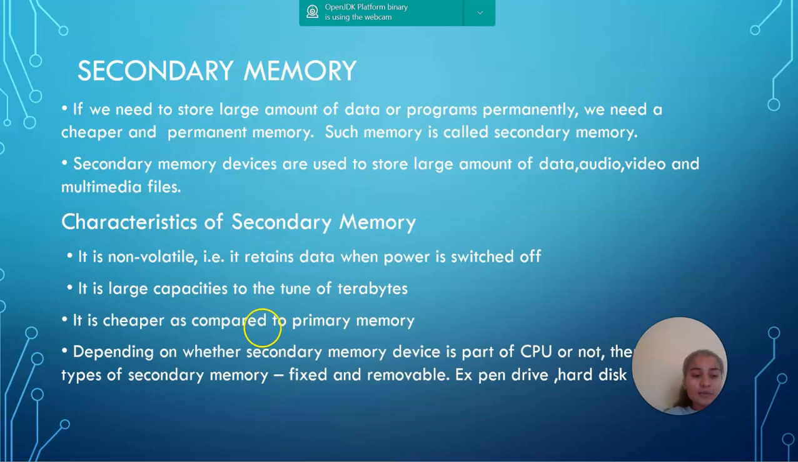Characteristics of secondary memories are: it is non-volatile. For example, it retains data when power is switched off the computer. It has a large capacity in terms of terabytes. It is cheaper as compared to primary memory. Depending on whether the secondary memory device is part of the CPU or not, there are two types of secondary memory: fixed and removable. Example, pen drive and hard disk.